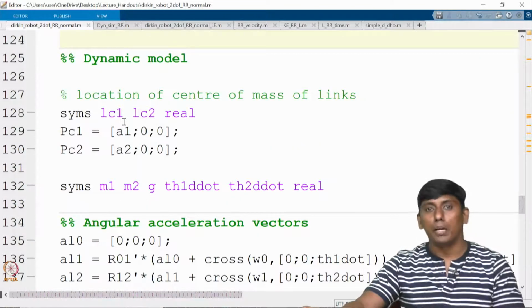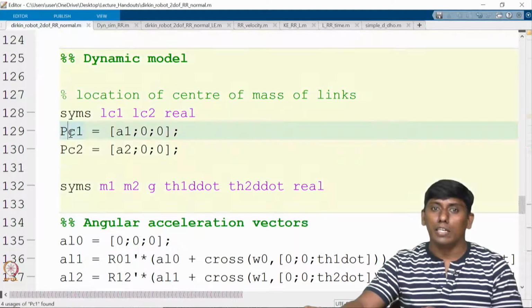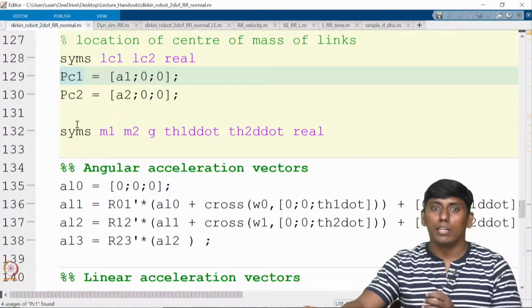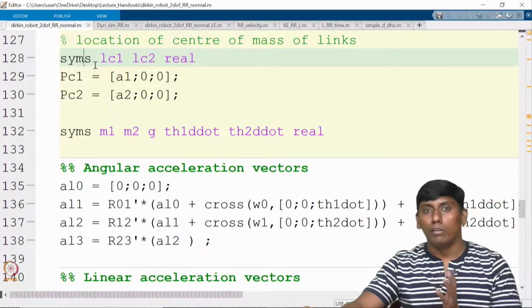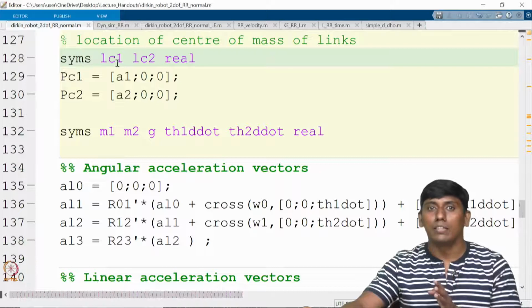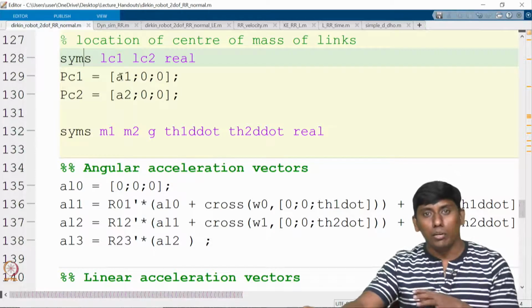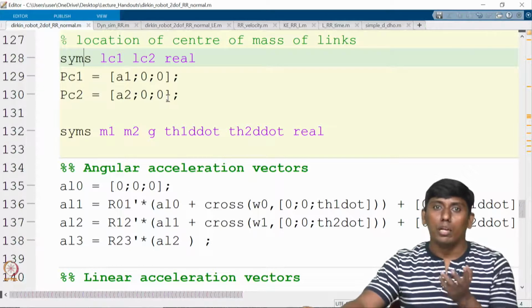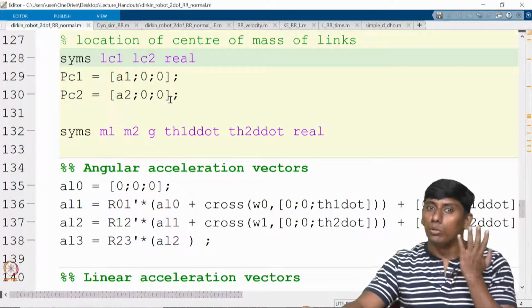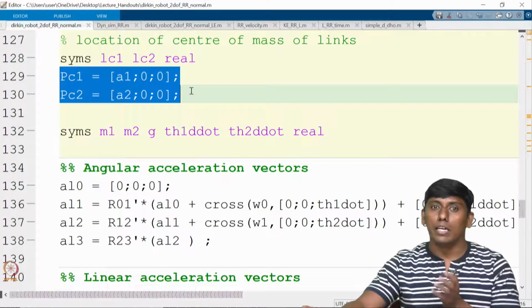Then we come to the dynamic model. For the dynamic model, what is the first step we did? We found the location of the center of mass, which we have already derived, and that vector we have substituted here. Right now this definition is not required, but if you want you can even write LC1x, LC1y, LC1z, and similarly for the others. If you know the exact solid model and the exact location of the center of mass, you can do it. Right now we have taken a line diagram, so based on that PC1 and PC2 are written in this form.